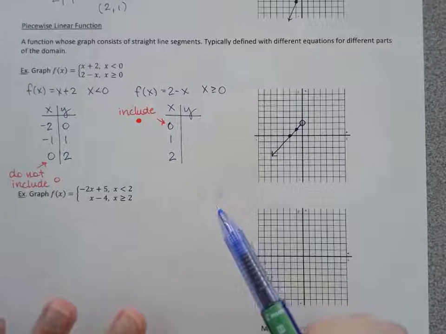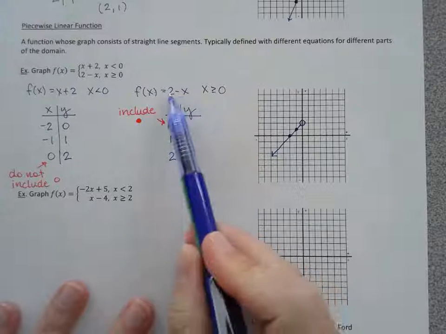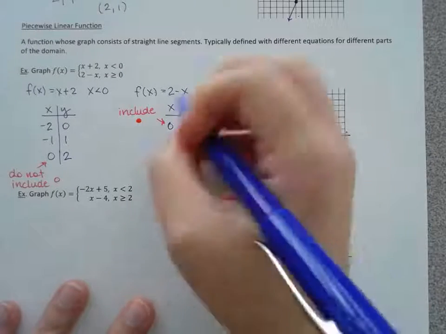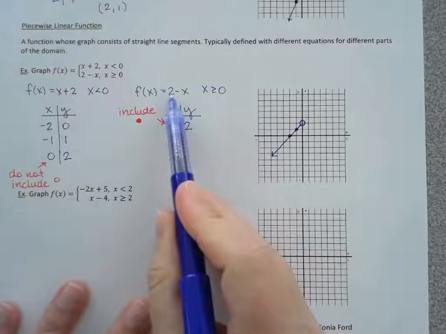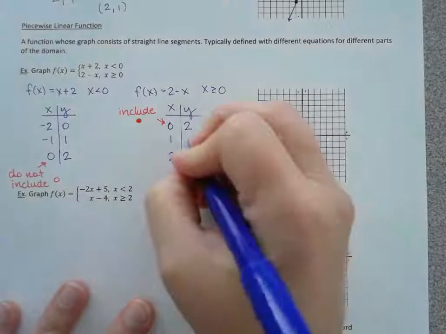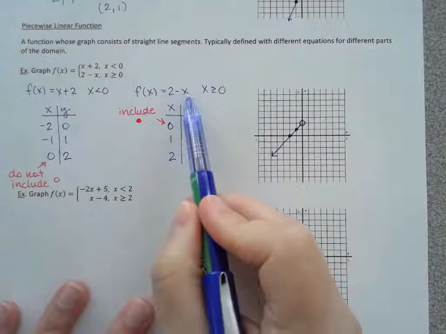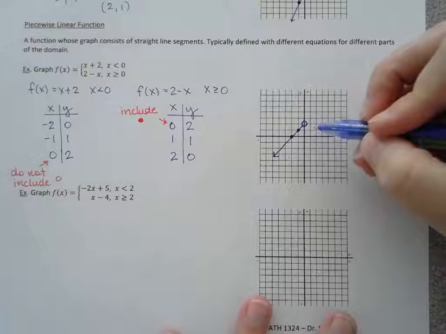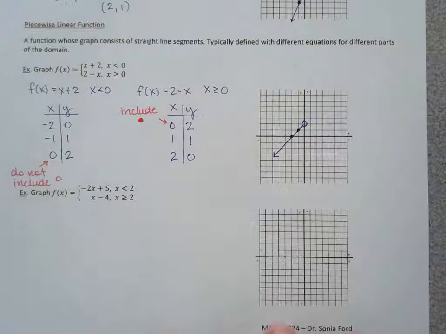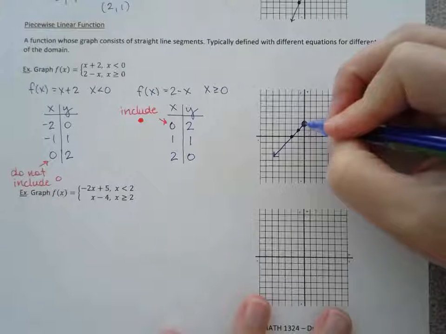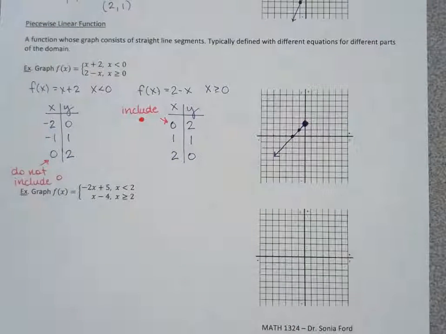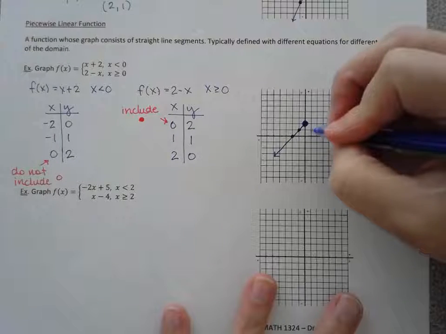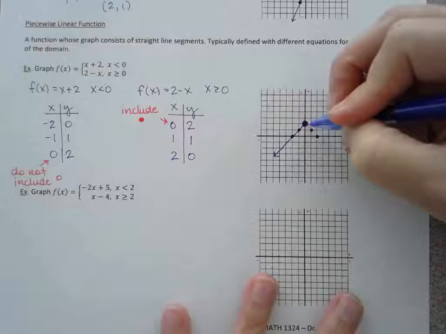Okay, so let's find these ordered pairs. We substitute in 0. So 2 minus 0 is 2. 2 minus 1 is 1. And 2 minus 2 is 0. Okay, so I have this point 0, 2. We just graphed it with an open circle in the last piece, but what can we do now? Color it in, because now we're including it. Then we have the point 1, 1, and we have the point 2, 0.